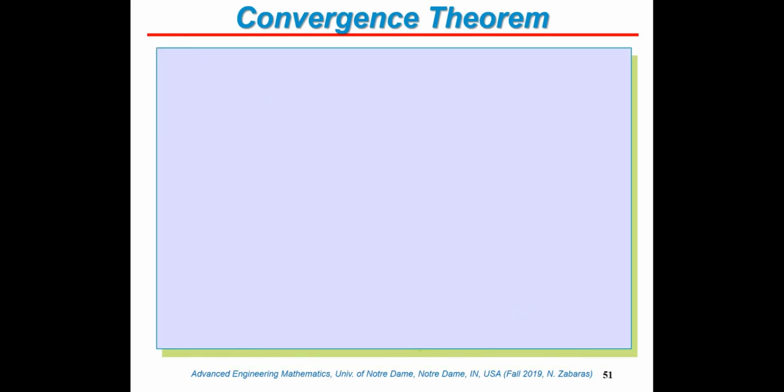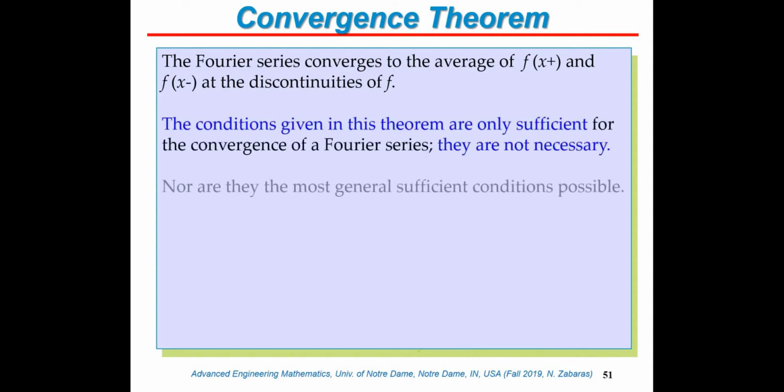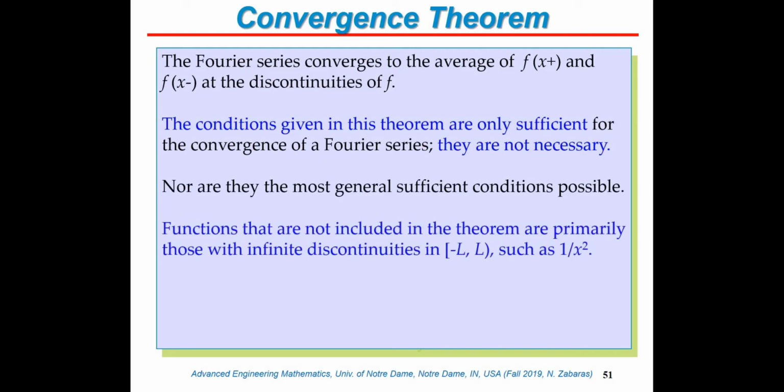Now, the conditions that we have seen in this theorem are sufficient, and actually they're not the most general sufficient conditions you can have, but certainly they are not necessary. So effectively, the type of functions the theorem doesn't cover are functions that have infinite discontinuities in these pieces where the function is defined in a continuous manner. So, for example, for functions like 1 over x squared, we will not be able to do a Fourier expansion in the interval, let's say, minus L to L.